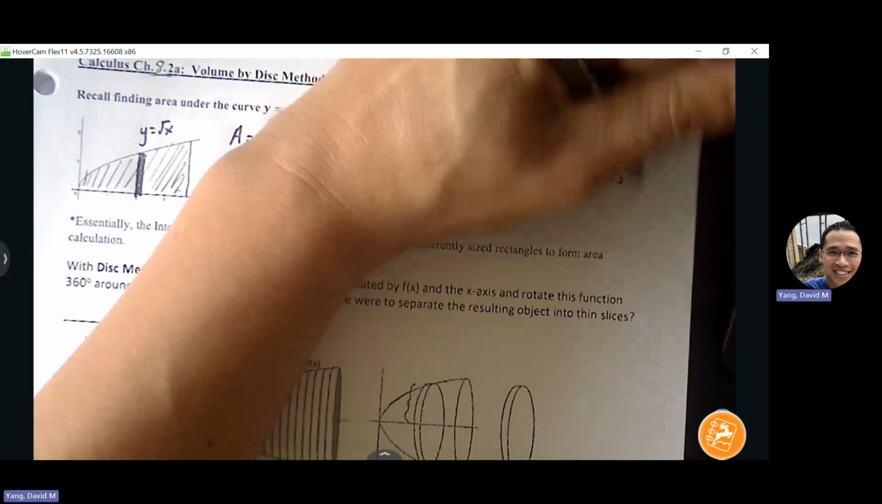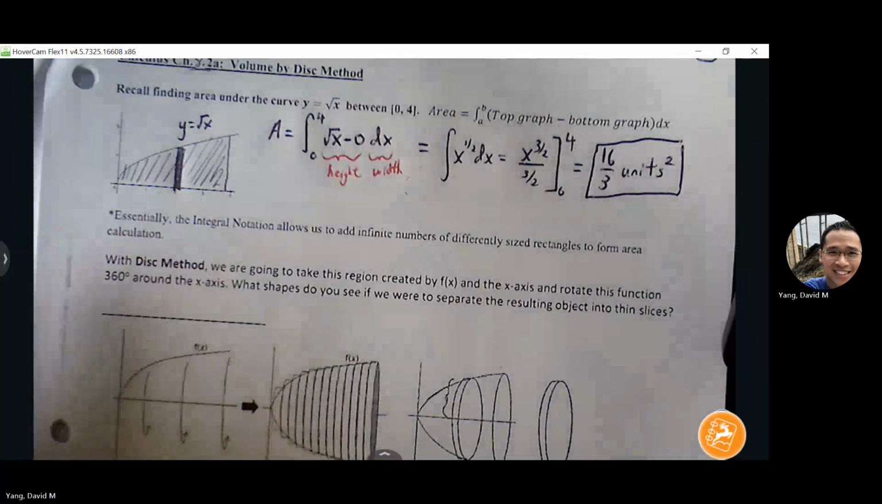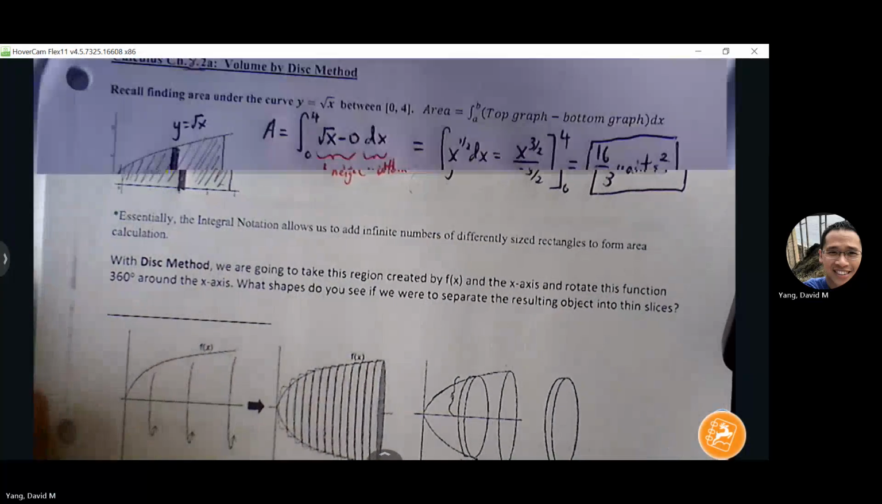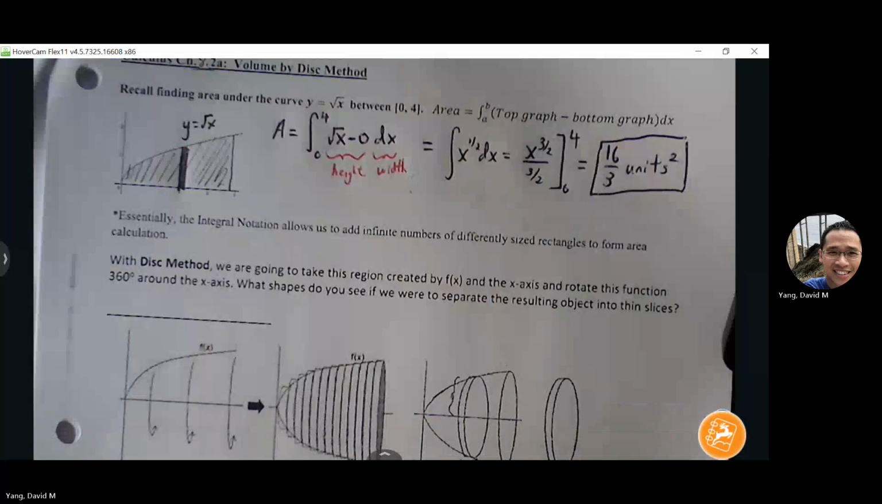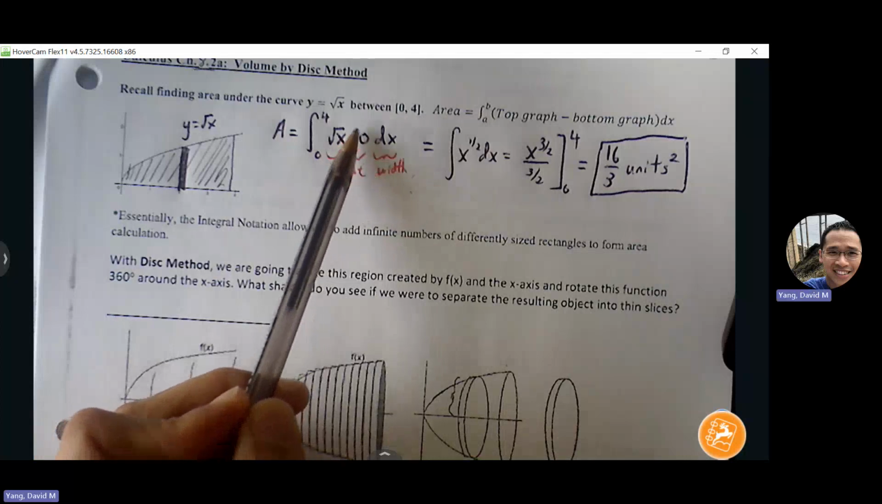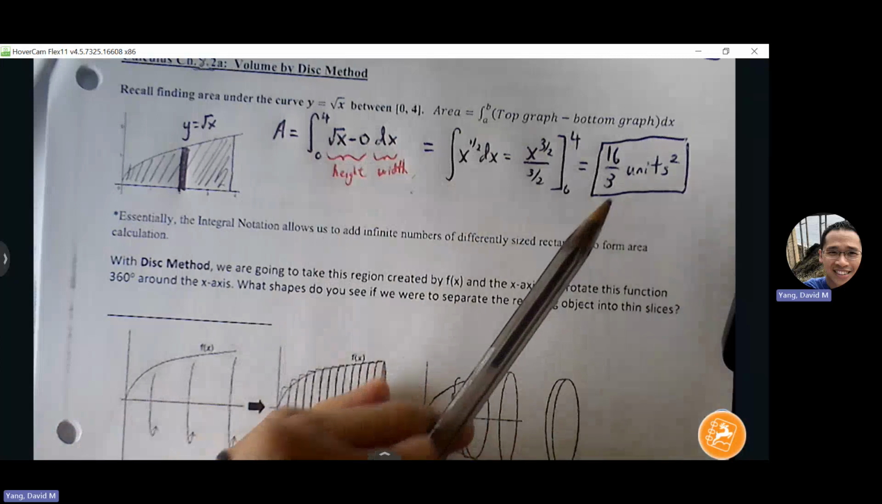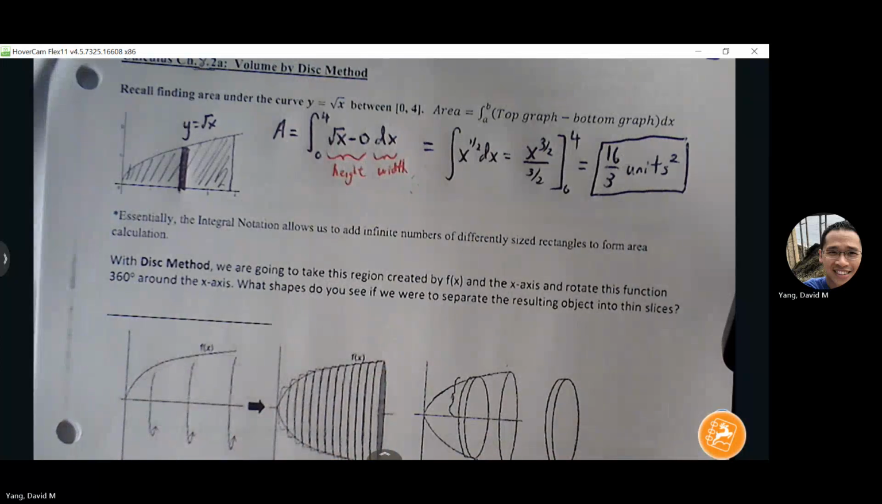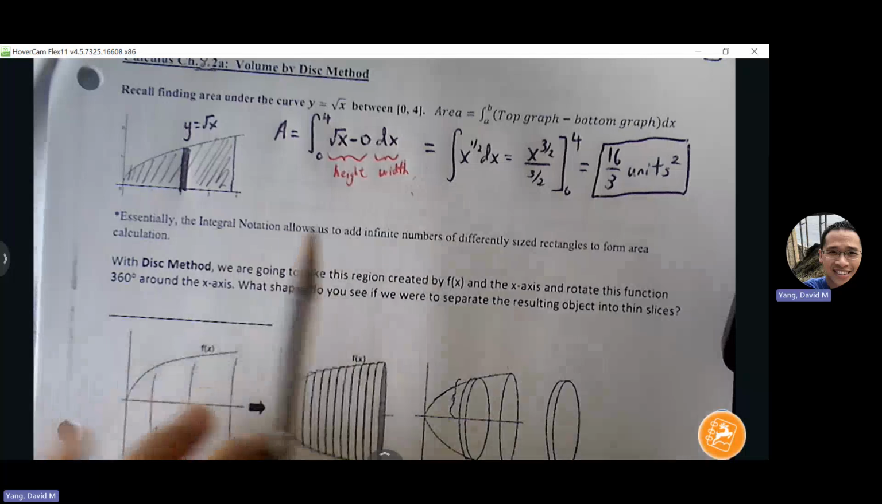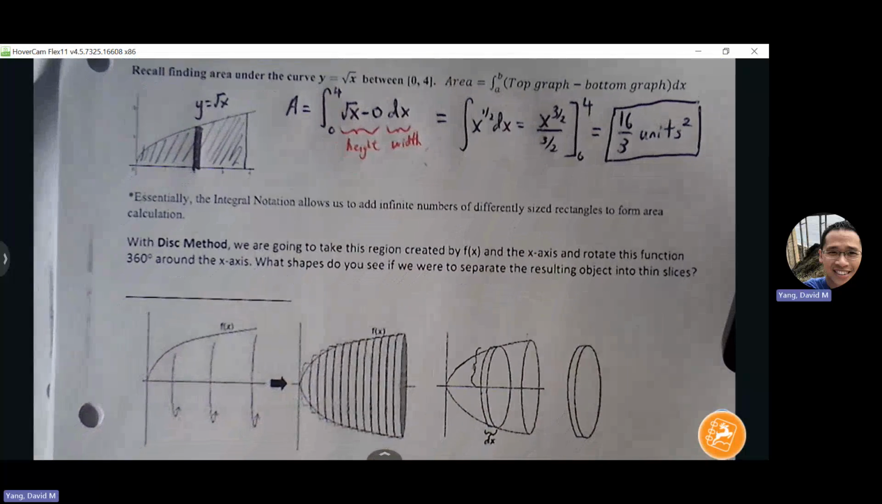We are getting an area calculation, so it's units squared. Right, so all that is familiar, right? We know how to do that. Even before this unit, we know how to find area. It's just that now we have to think about the bottom function, because that will help us make sure that this calculation comes out positive. So essentially, the integral notation allows us to add infinite numbers of differently sized rectangles to form this area calculation.